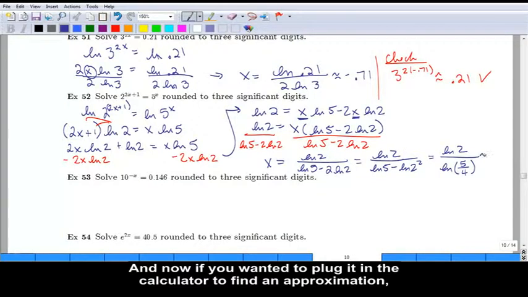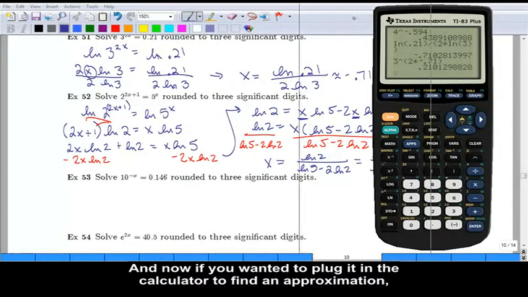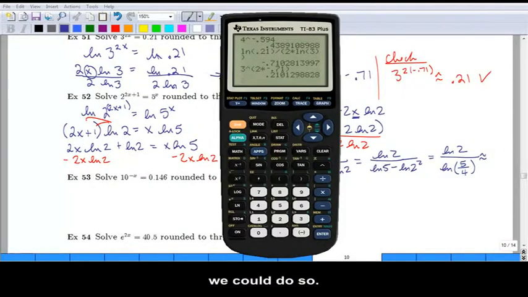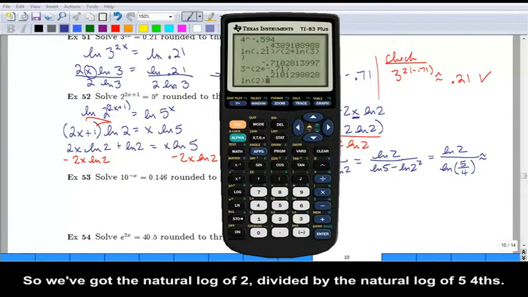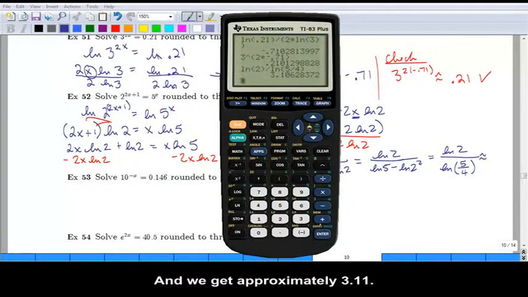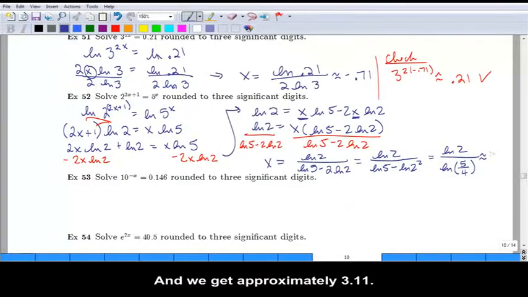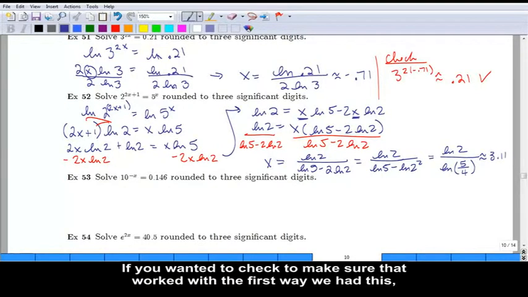And now, if you wanted to plug it in the calculator to find an approximation, we could do so. And it's a little bit easier. Or you can plug it in as the complicated mess we had before. So we've got the natural log of 2 divided by the natural log of 5/4. And we get approximately 3.11.